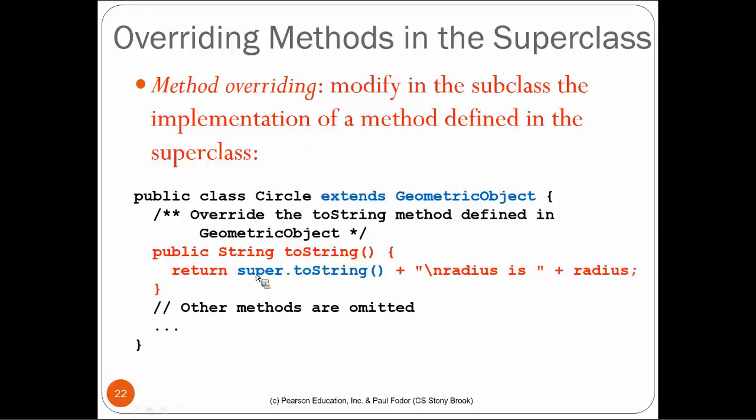In addition to that, we are not required by anybody to actually call the toString method from the superclass. We can just print a completely new implementation of the toString method in the subclass, in the subclass Circle.